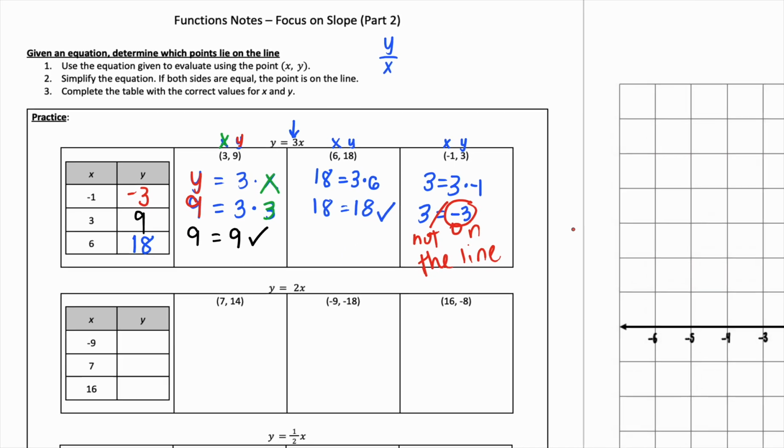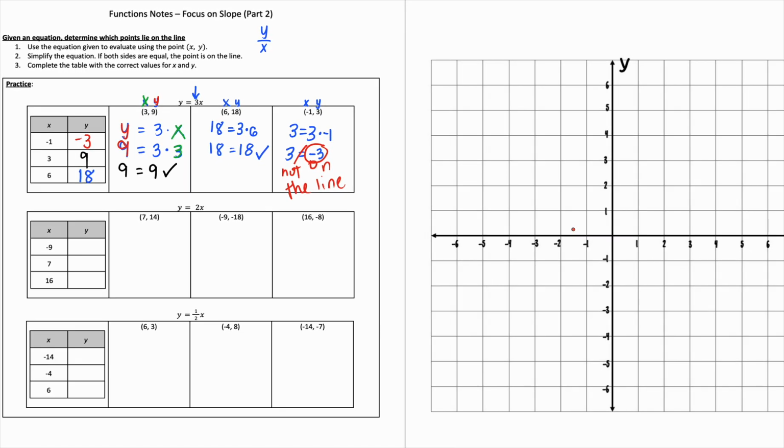To show you what that looks like on the graph, if we zoom out here, I have one over on the side. If I plot the 3 points that I now have found in my table, -1, -3 is over here. 3, 9 would be somewhere off my graph, right? I can't really see that. And then 6, 18 would be off my graph. So I can't really quite see it.